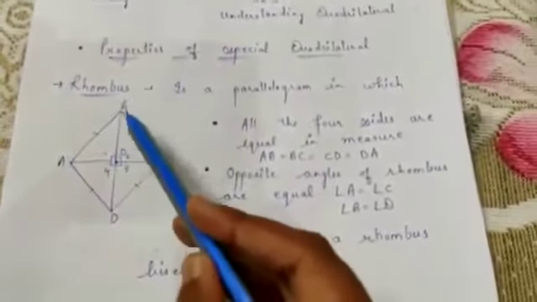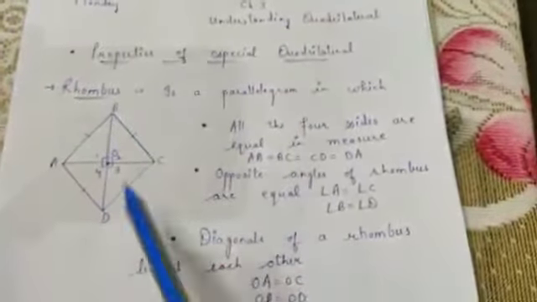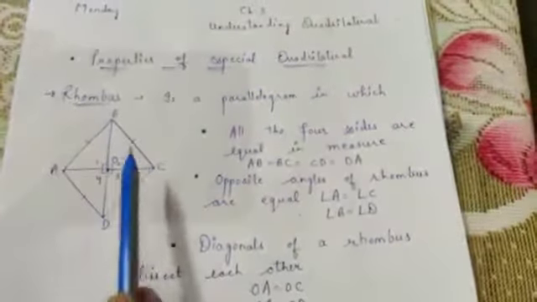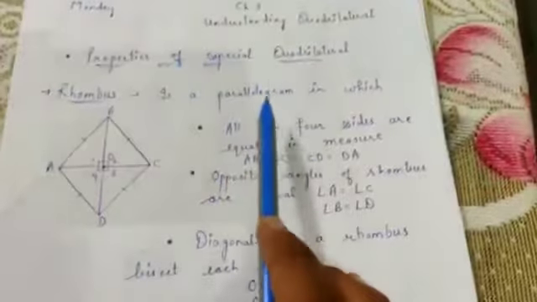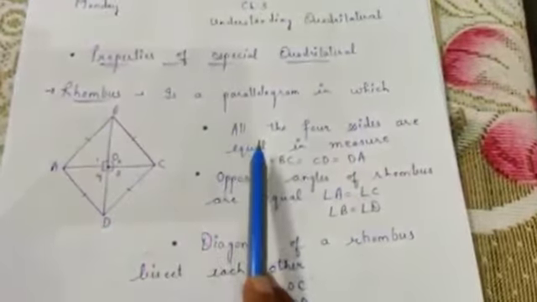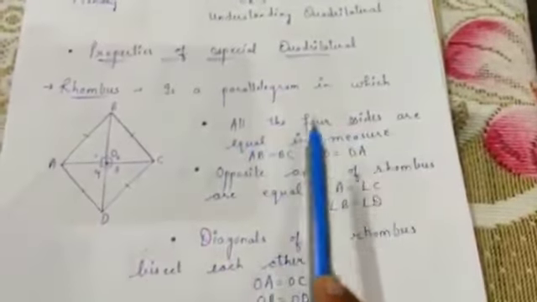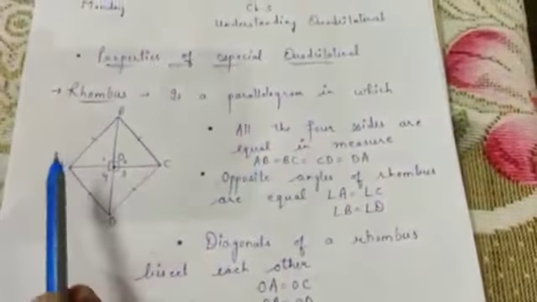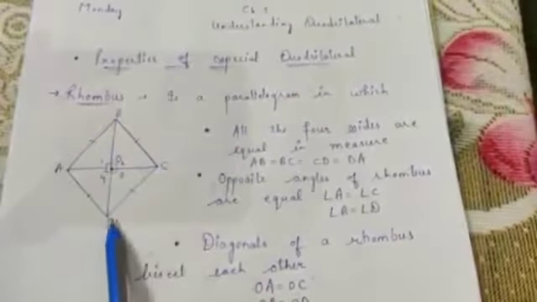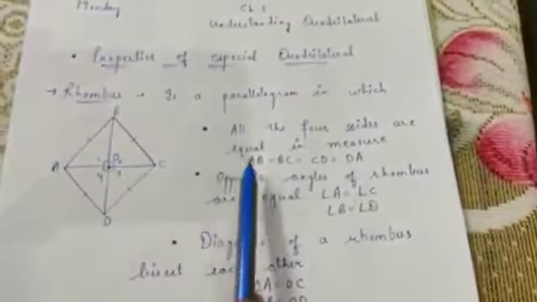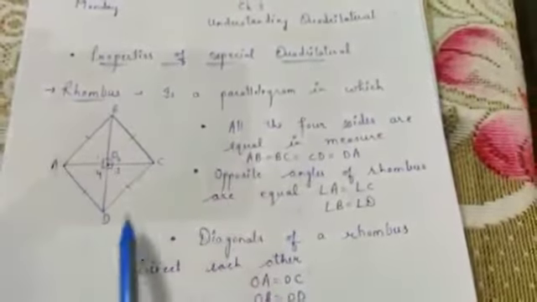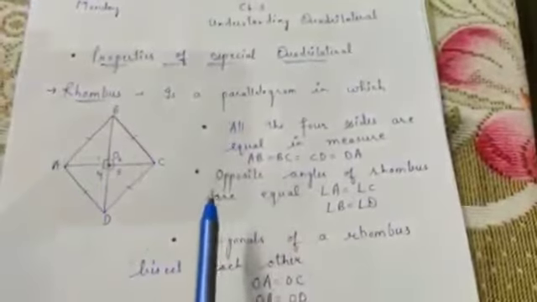Okay. So see, this is the figure of a rhombus. So rhombus is also a parallelogram. We can say that rhombus is also a parallelogram in which... Now we are going to discuss the properties of rhombus. Number 1, all the four sides are equal in measure. That is, all the four sides AB equals BC equals CD equals DA. This is the first property of rhombus. Again I am repeating, all the sides are equal.